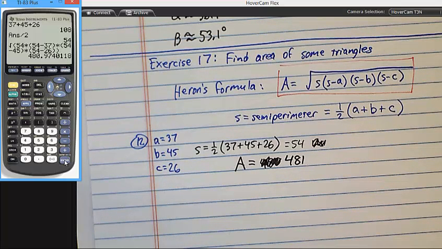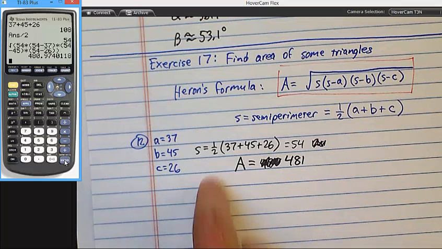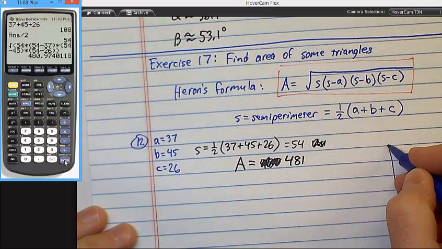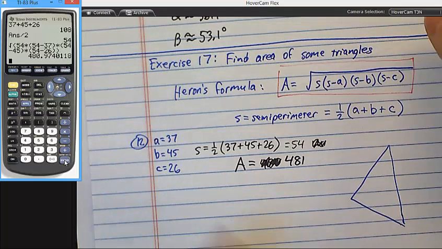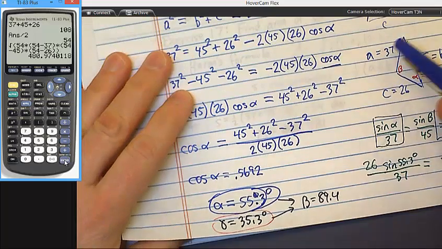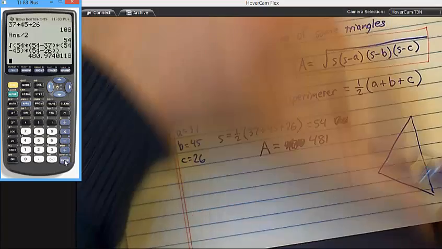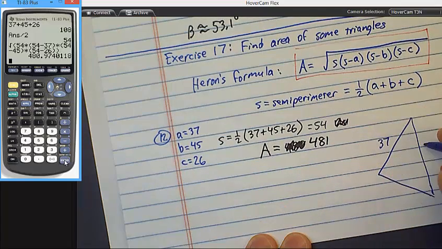Now, if you think about how hard it would be to find the area here without the formula, I just want to kind of show you what we'd have to do. I drew a picture last time, right? And so now, let's see. I had 37, 45, and 26. Right? But the problem is that if you wanted to use your formula for 1/2 base times height, what would you do next?